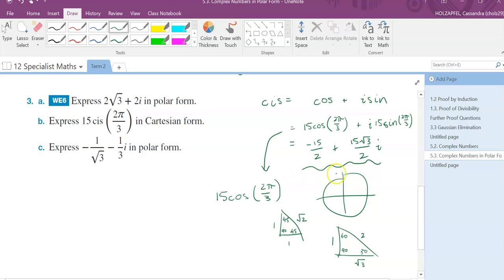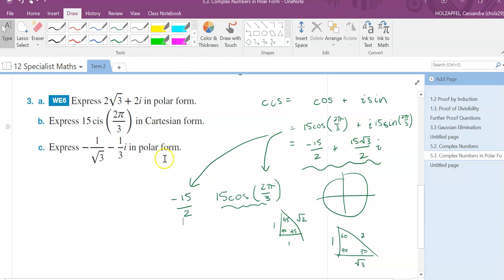Now, if you don't have a graphics calculator, you can pop it in your scientific calculator, and you're going to get negative 15/2 as your value for this. Then you would do the same thing: put 15 sine 2 pi on 3 into your scientific calculator, and that would come up with 15 root 3 over 2 for that solution.